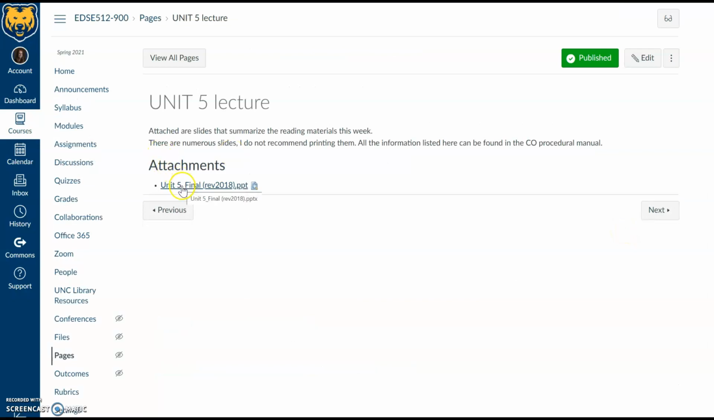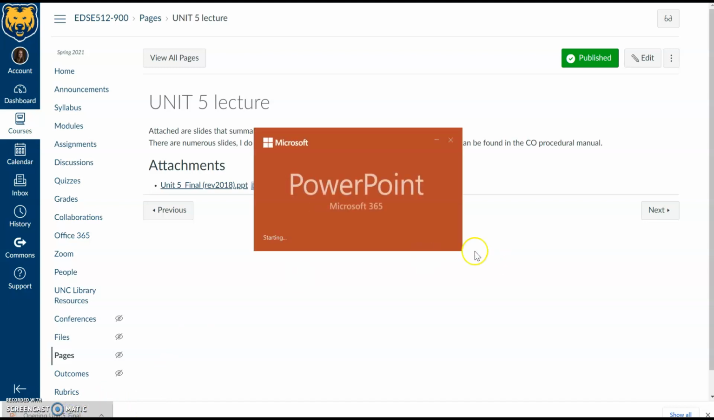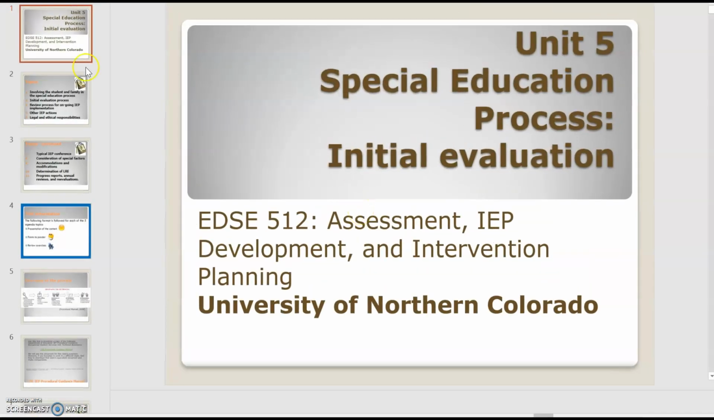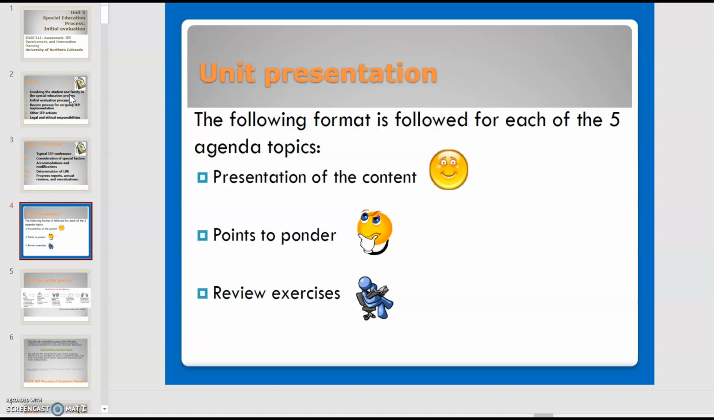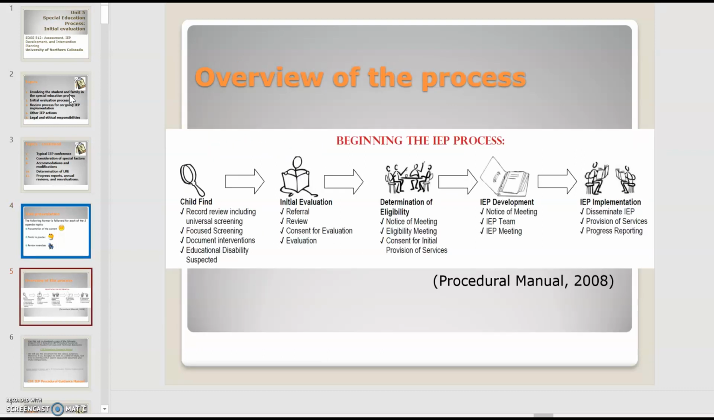There is a PowerPoint here, and all of the information is also in the procedural manual that I was just mentioning. But we will be talking about the evaluation process, and that all will be covered here in this presentation. Again, it's a fairly lengthy presentation, so we won't go through the entire thing right now.